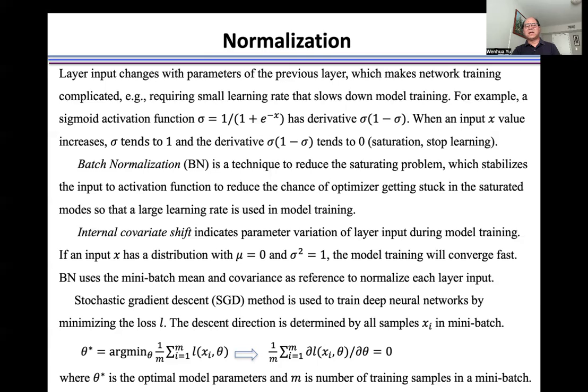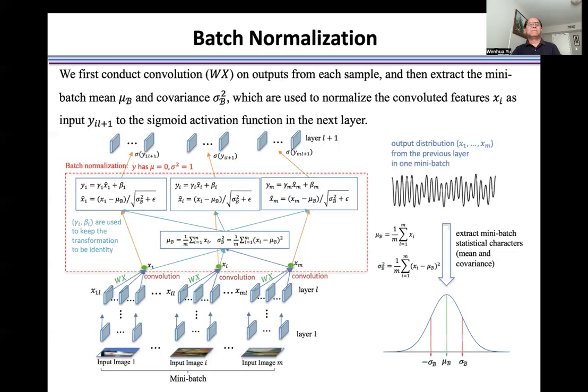Stochastic gradient descent method is used to train deep neural networks by minimizing the loss error. The descent direction is determined by all samples xi in the mini-batch, as shown here, where sigma star is the optimal model parameters, and m is the number of training samples in a mini-batch. Here we introduce two types of batch normalizations.